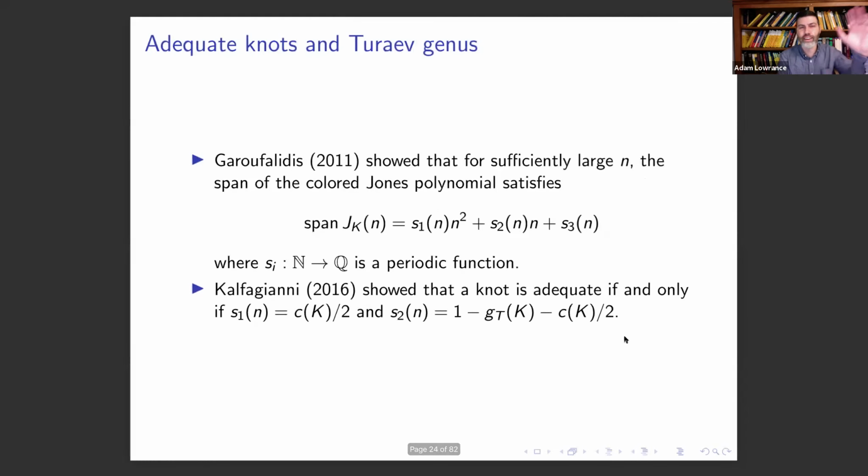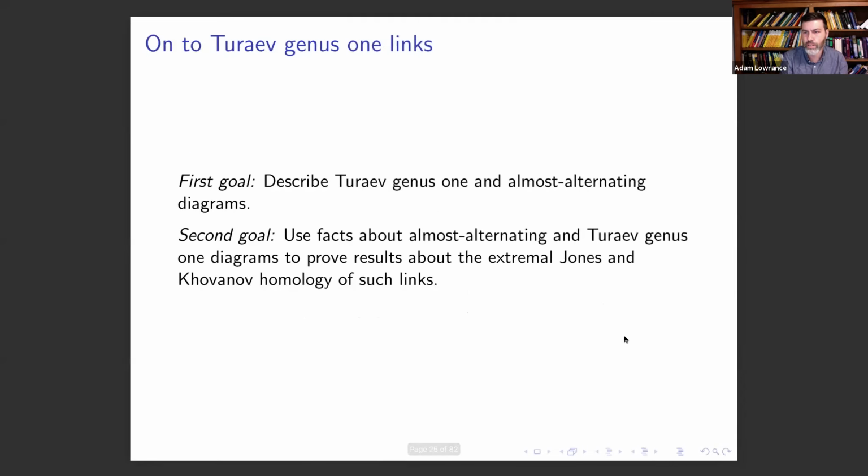Okay, so all right, I'm kind of done with my short history of where I've seen the Turaev surface, and I want to spend the rest of the talk in greater detail thinking about Turaev genus 1 links. The very beginning is just going to talk about Turaev genus 1 diagrams and how they're related to almost alternating diagrams.